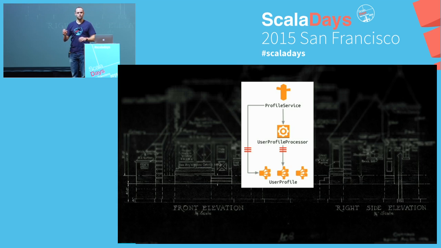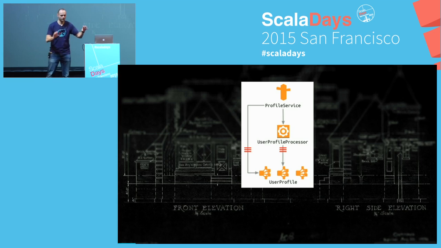The profile service. Just a show of hands, who here knows and has used Spray? There we go. Right, so the profile service shouldn't be at all surprising. This is a Spray route that then directs messages to the user profile processor or to the user profile. Now the user profile processor is an actor that can receive these do commands, these modification requests. So things like create an account and modify public profile.